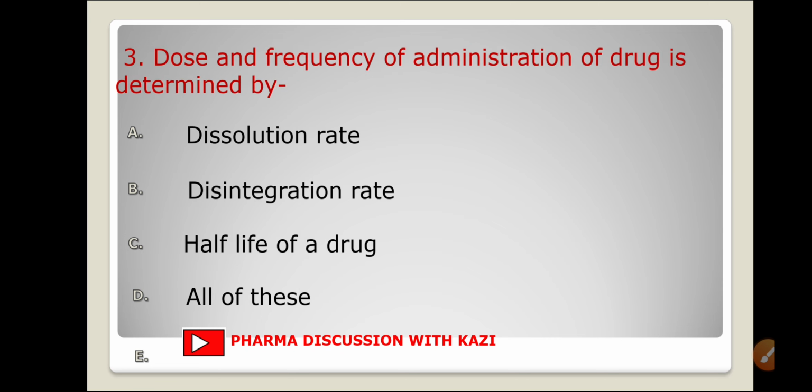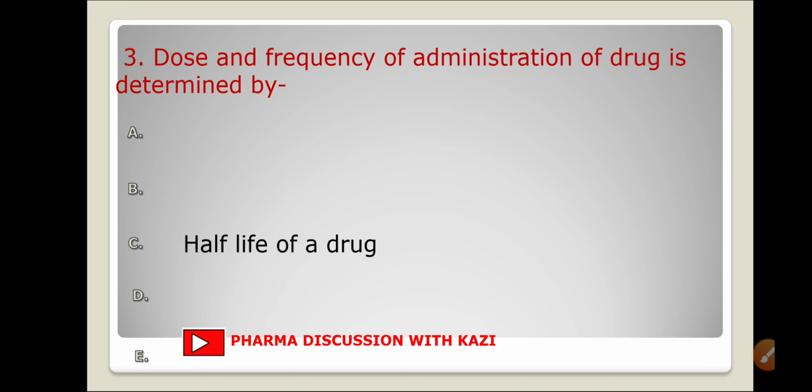Next question. Dose and frequency of administration of a drug is determined by: dissolution rate, disintegration rate, half-life of a drug, all of these. The correct answer is half-life of a drug. Here half-life is the time required for a quantity to reduce to half of its initial value.